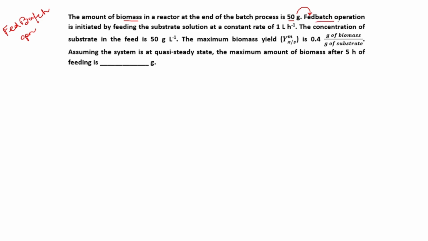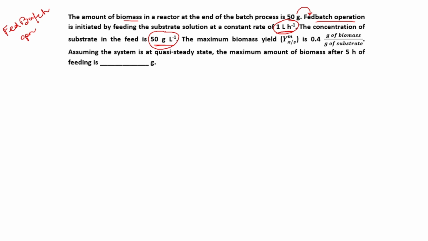They have clearly stated that the fed batch operation is initiated by feeding the substrate at a constant rate of 1 liter per hour. The concentration of substrate in the feed is 50 grams per liter. So they have told you the concentration of the substrate and the feed flow rate of the substrate. This 1 liter per hour is the feed flow rate of the substrate, and this 50 grams per liter is the concentration of the substrate. So both are different.